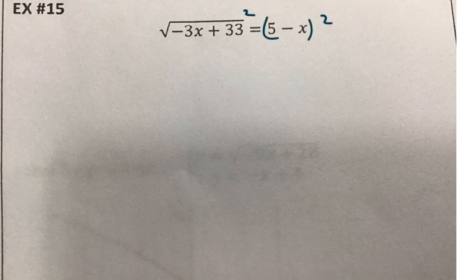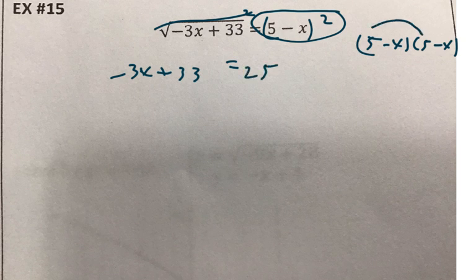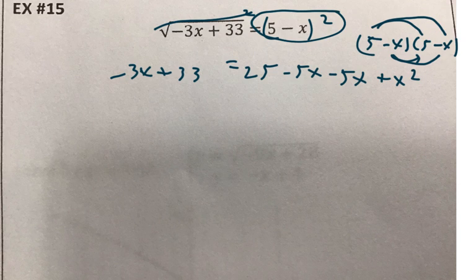Now, what makes this one evil is the left side's nice. We get negative 3x plus 33. But, guys, when I square that binomial, remember the distributive property, I have to multiply this together. So 5 times 5 is 25, 5 times minus x is minus 5x, minus x times 5 is minus 5x, and minus x times minus x is plus x squared.